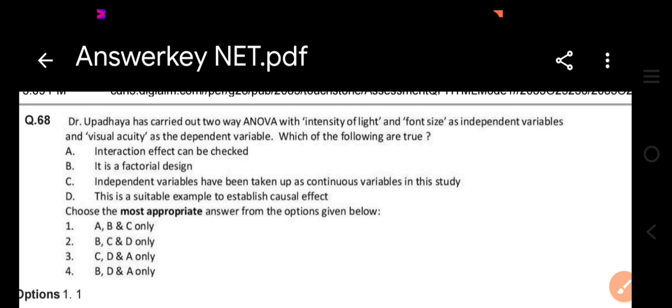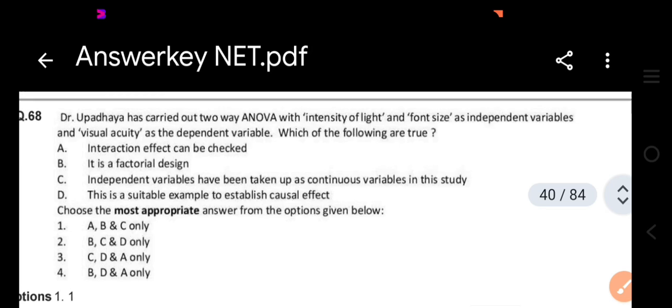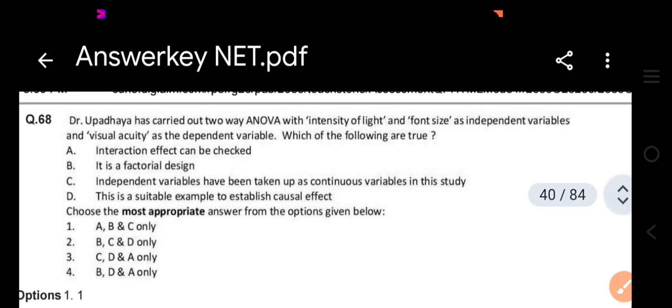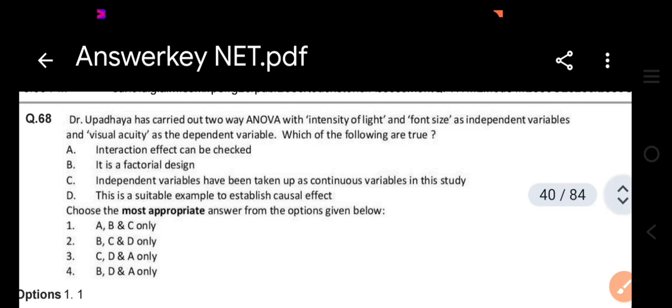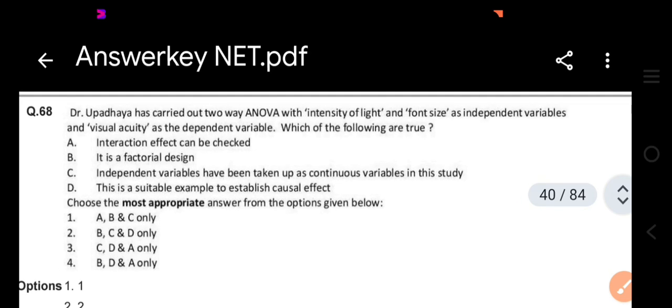A is true, it is saying the interaction effect. Definitely the interaction effect is there, it can be checked. And B, it is a factorial design. Definitely it is also a factorial design. C says the independent variables have been taken up as continuous variables in this study, but for this we need a little more information. So C is a little bit doubtful, we can't say 100%. And the last is a suitable example to establish causal effect.